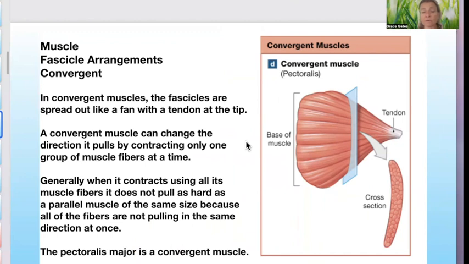A convergent muscle can change the direction it pulls by contracting only one group of the muscle fibers that it includes at a time. Generally, when a convergent muscle contracts using all of the muscle fibers, it does not pull as hard as a parallel muscle of the same size because all of the fibers are not pulling in the same direction at once. The pectoralis major is a convergent muscle.